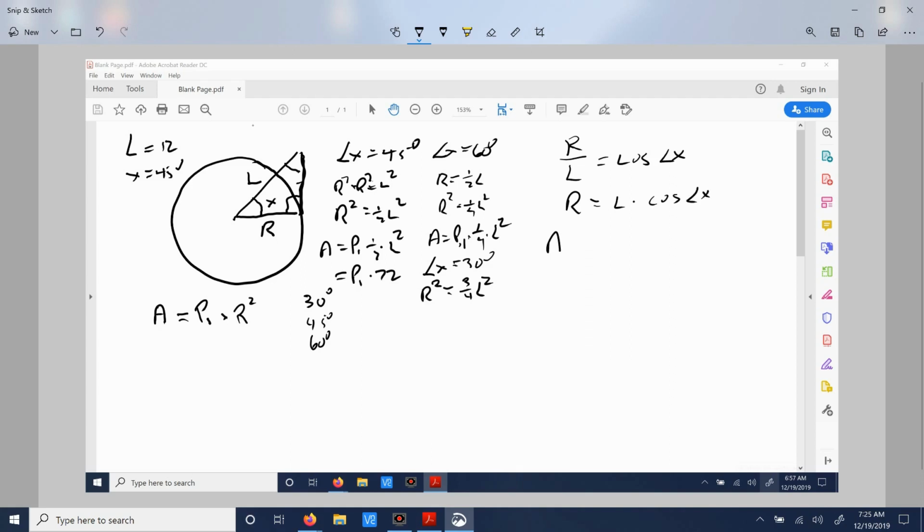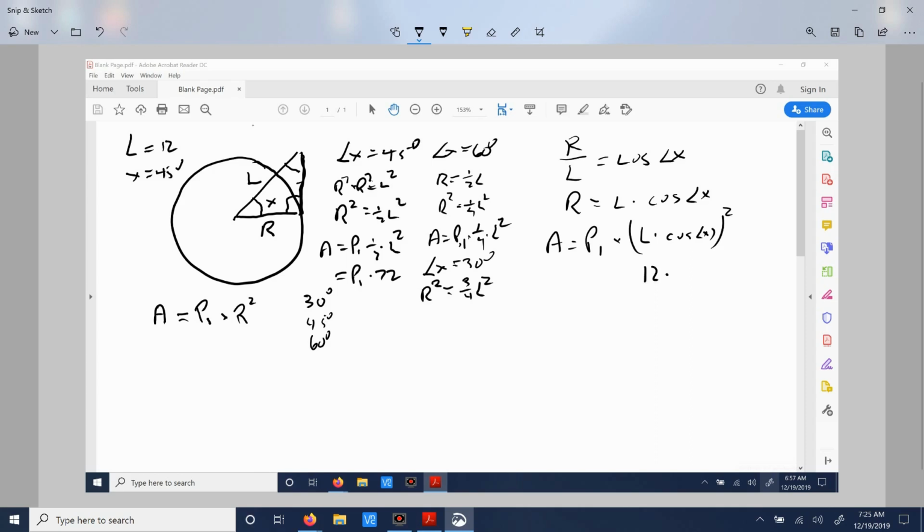And that means that the area then would be pi times what? L times cosine of angle X squared. And that would be the formula, and then you could plug it in. So let's plug it in Ethan's problem. L is 12, and so you get 12.